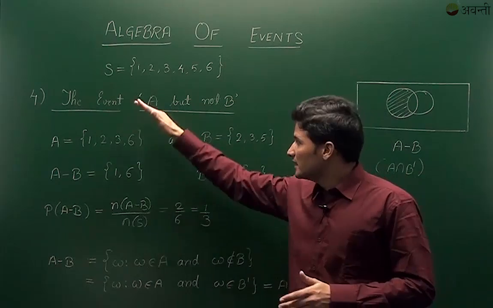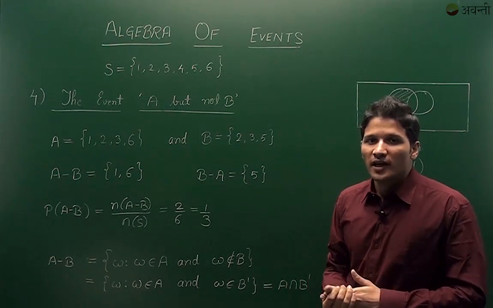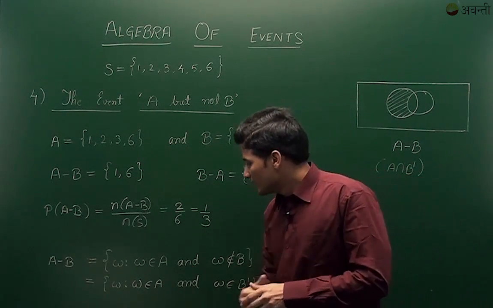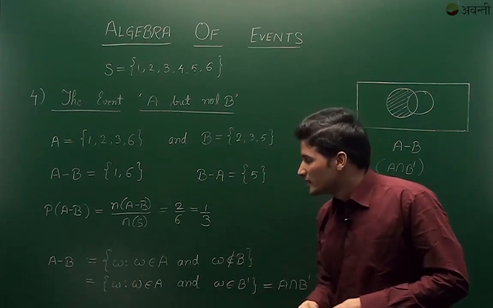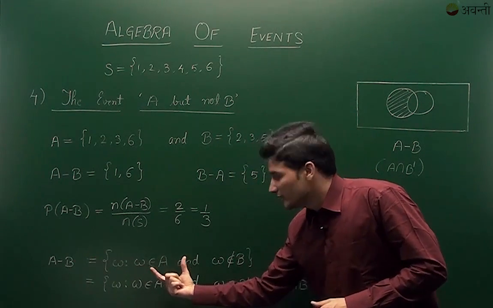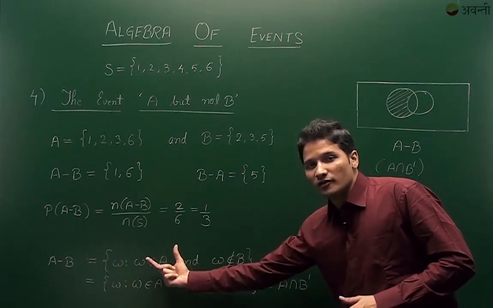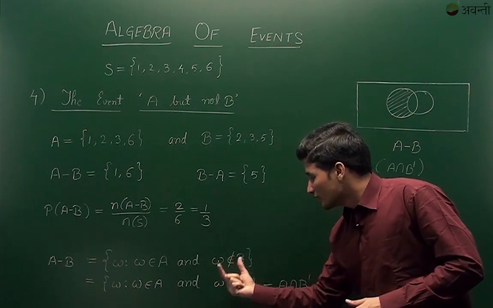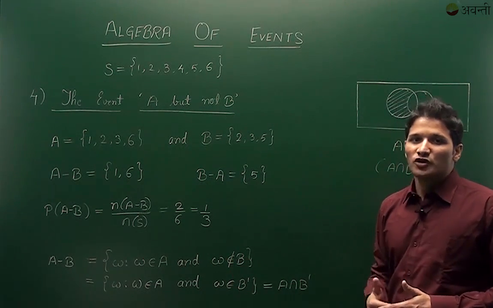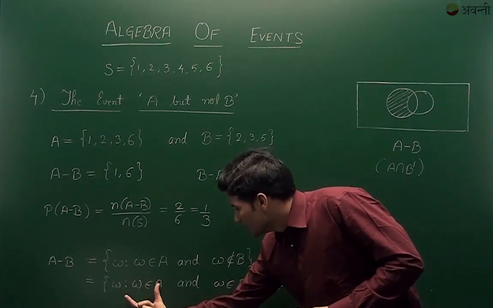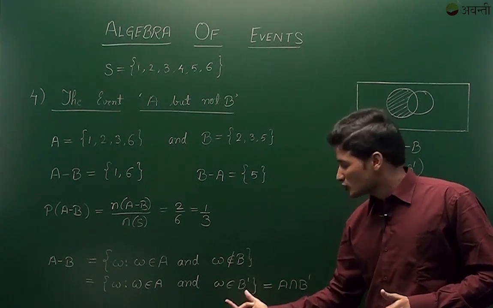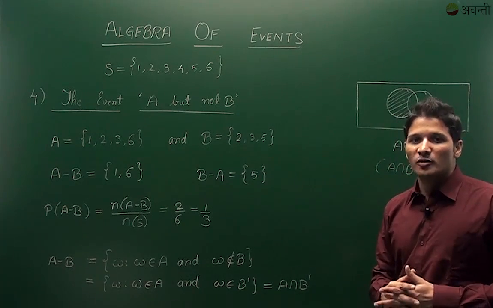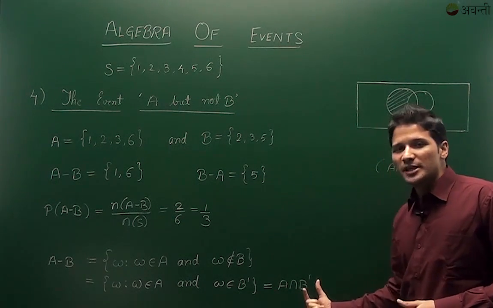Now we can represent this event in the form of set builder form, and in this event omega is an outcome such that it belongs to event A but not B, such that omega is an element of A, and omega is not an element of B. Or we can also write this as omega is an element of set A and omega is an element of set B prime, that is complement of B, and this can also be written as A intersection B prime.